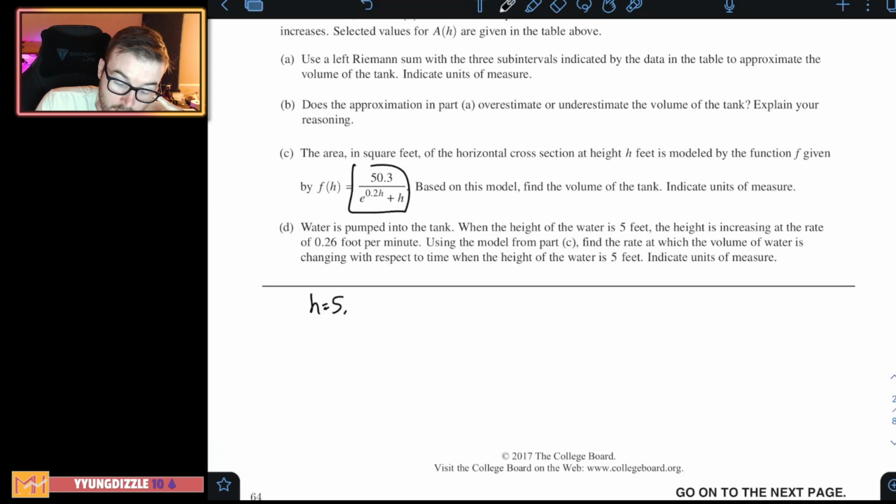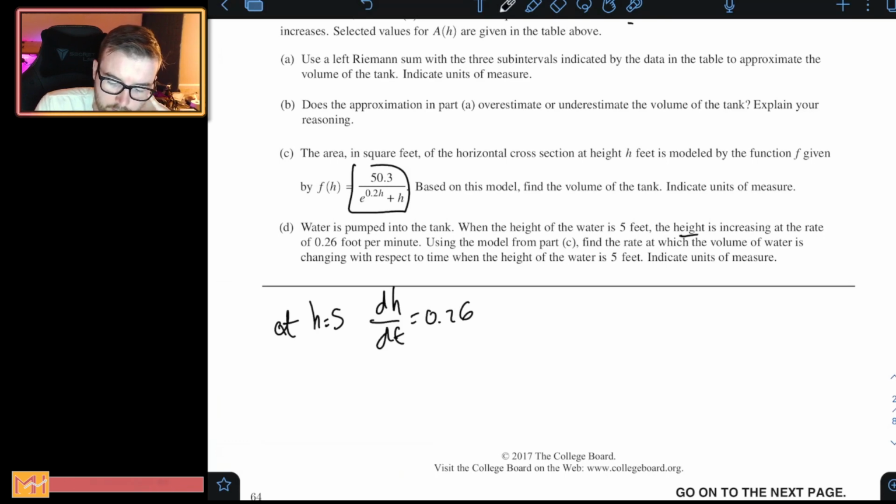So, how could we say that? dh/dt. So I would say at h equals 5, dh/dt equals 0.26, right? This is the rate of the height with respect to time. In other words, dh/dt. That's what they just said. So just kind of writing that down and going, okay, what am I going to do with this?